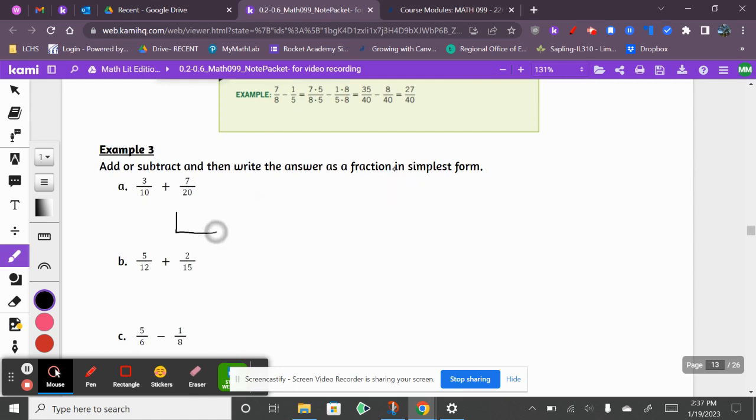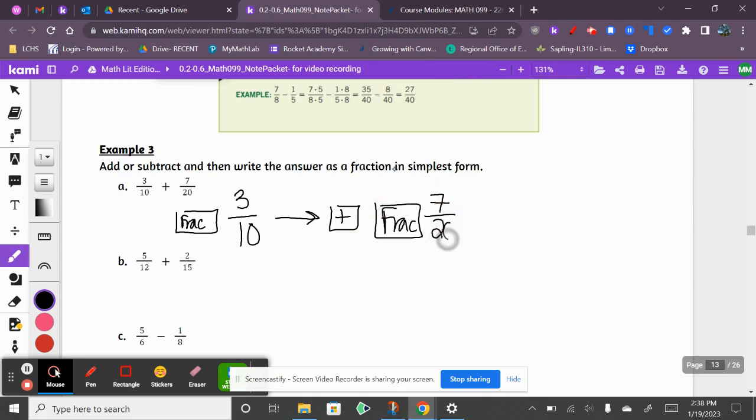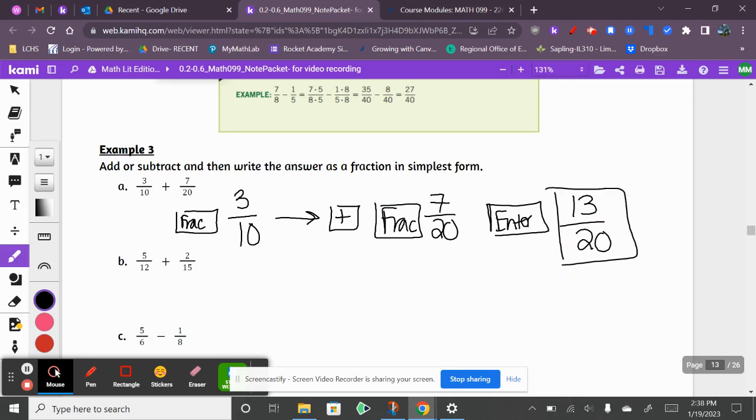For this, we would use our fraction button, and we would use 3 over 10, and we would write it as a fraction. And then we would write our plus sign, and then we would use our fraction button again to write 7 over 20, and then we would just press enter, and we will end up with 13 over 20. The calculator will do the work for us.